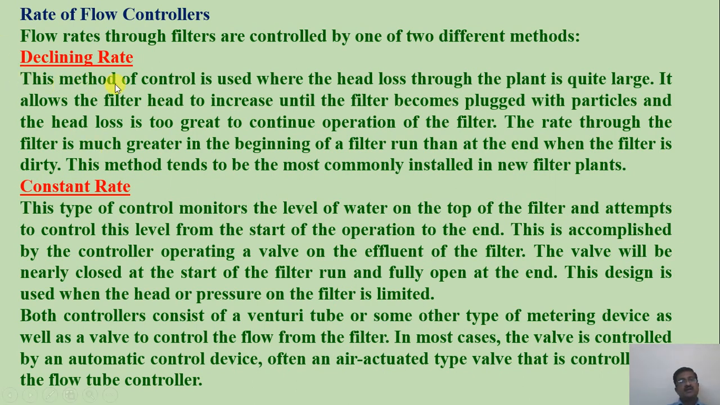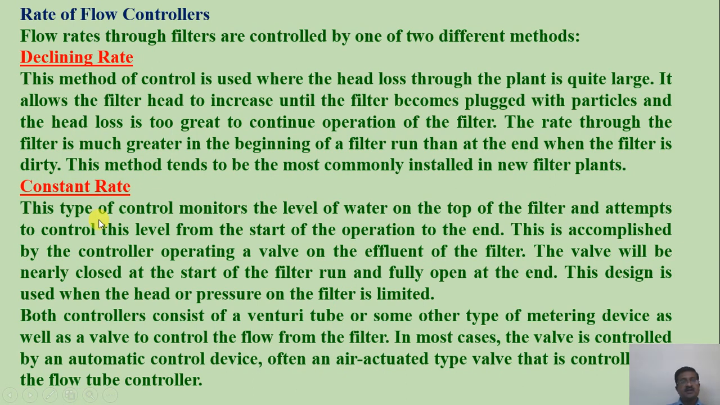In the declining rate, this method of control is used where head loss through the plant is quite large. It allows the filter head to increase until the filter becomes plugged with particles and the head loss is too great to continue operation of the filter. The rate through the filter is much greater in the beginning of the filter run than at the end when the filter is dirty. This method tends to be most commonly installed in new filter plants.